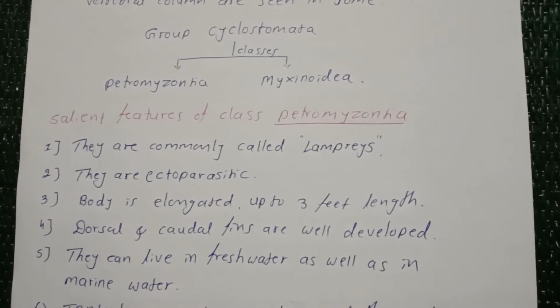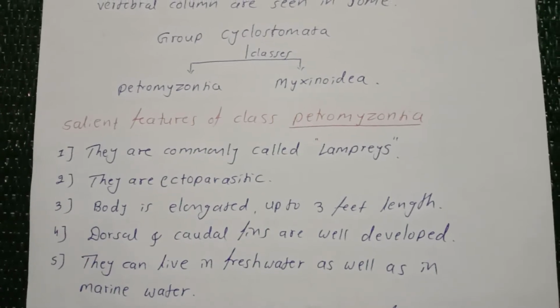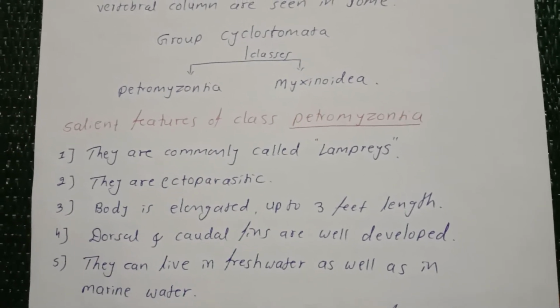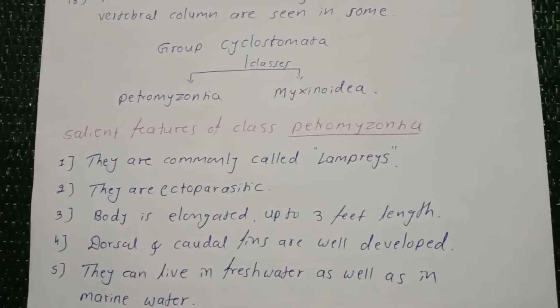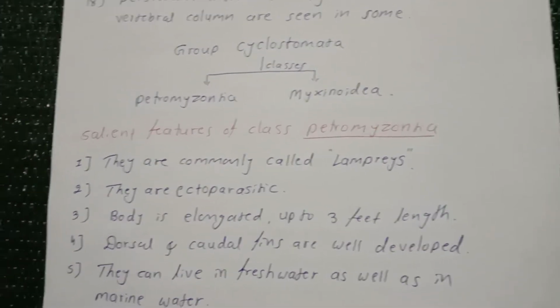Now this group cyclostomata can be divided into two classes. First one is the Petromyzontia and second one is the Myxinoidea.